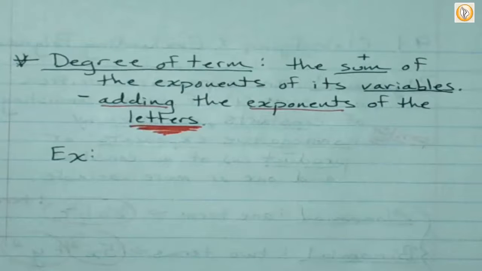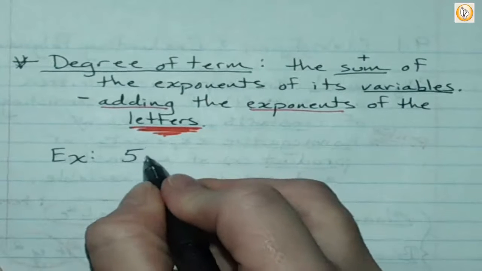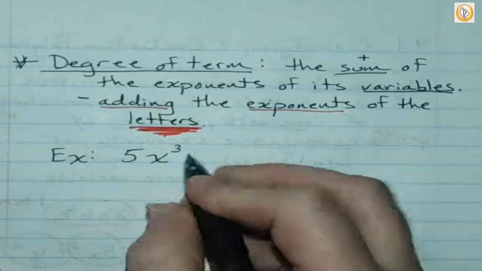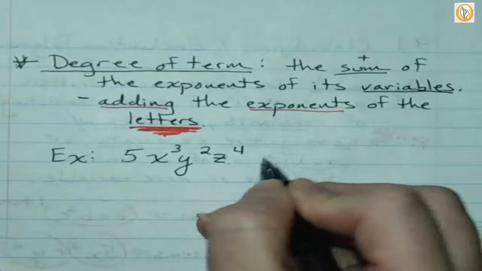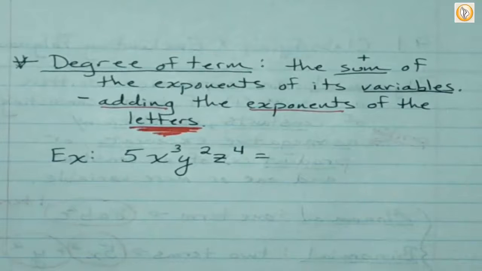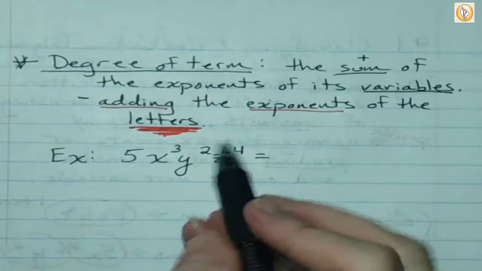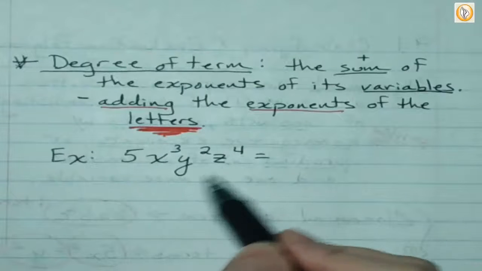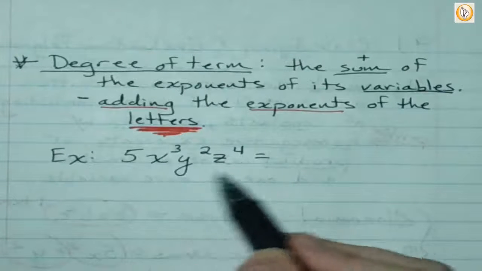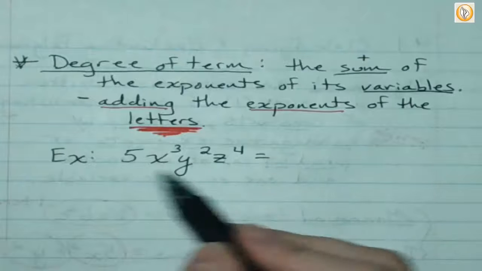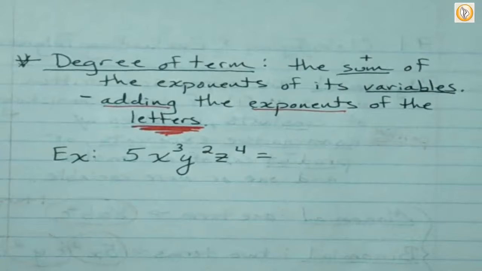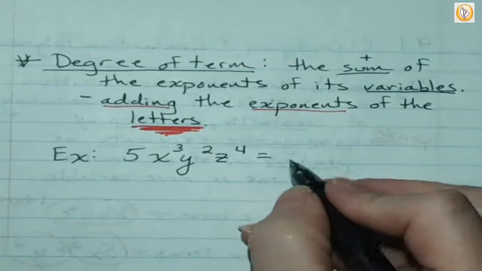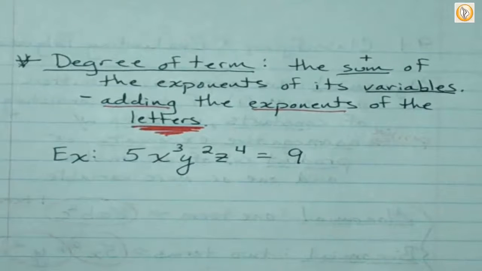So be careful. For example, 5x cubed y squared z to the fourth power. If I were to ask, what is the degree of the term? Remember, this whole thing is a term. There's no plus or minus sign and another group of letters and numbers, so this is one term. So the degree of this term, anyone want to guess? Aiden? 9. And some of you are like, what?